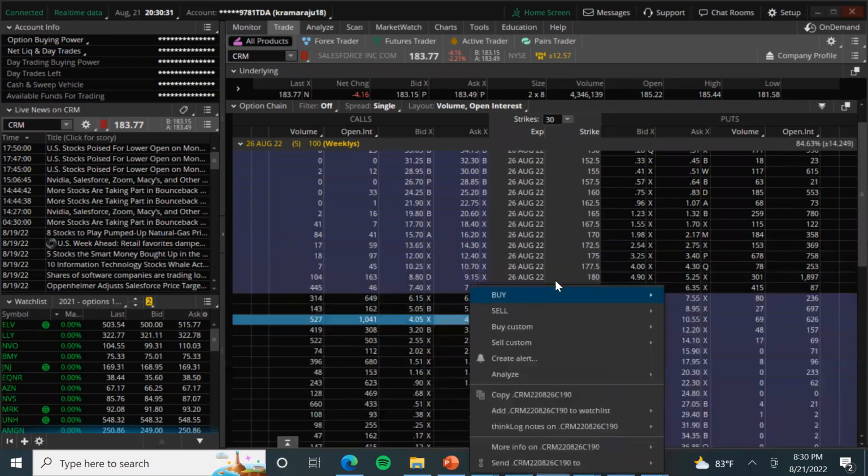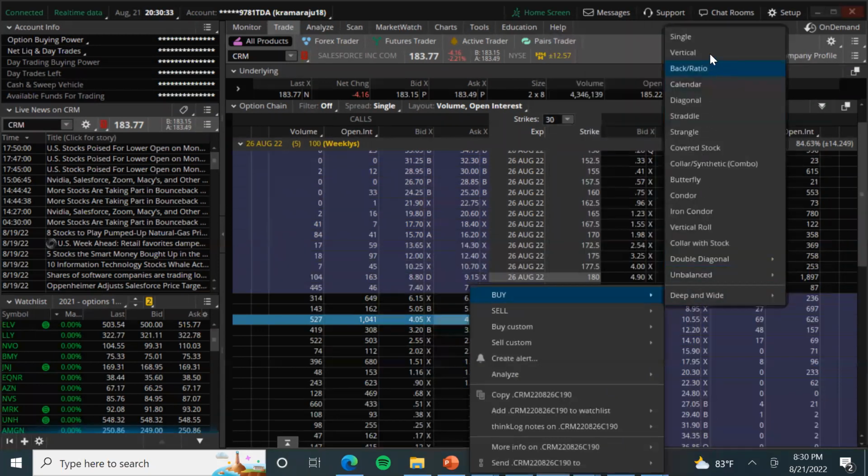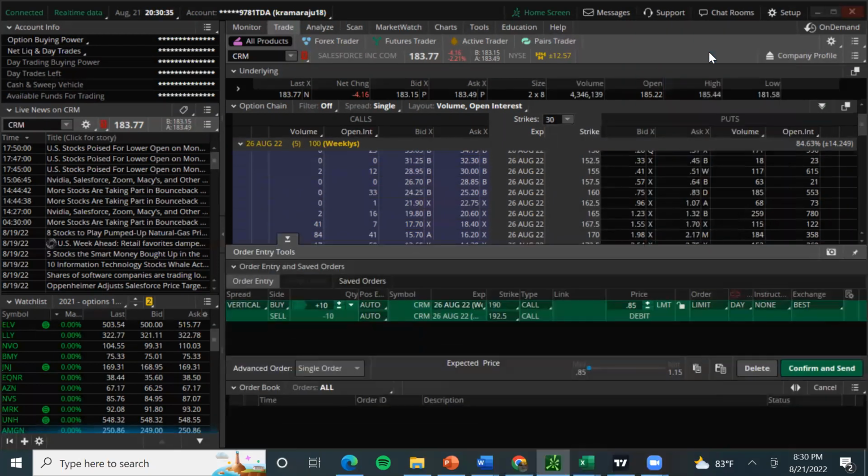So what I will do, I will say buy, I will say a vertical. I am buying a vertical spread. What I am trying to do, I want to buy 2 contracts of 190 and I want to sell 2 contracts of 195. So what is my cost now? My net cost is only $1.5 or $1.54.